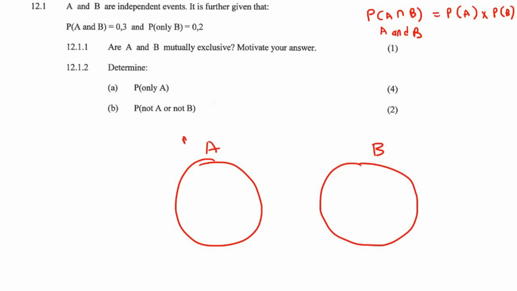People at a school who do maths and maths literacy. You can't do both, right? So there will be no people who do both. So this is what mutually exclusive looks like. It means that the probability of A and B will be equal to 0. That is what mutually exclusive means.